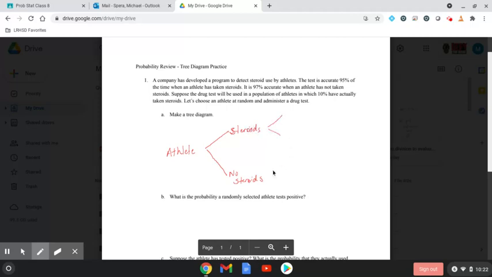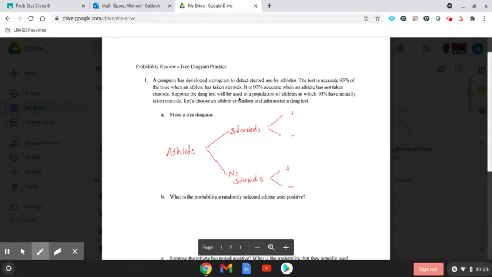Now, from there, you can worry about the result of the test. Is it a positive test or is it a negative test? And the same down here. Even though they didn't take steroids, there still is a small chance of what would be called a false positive, all right, or a negative.